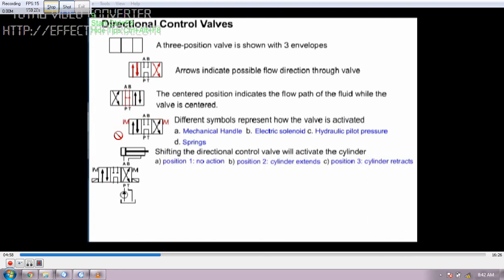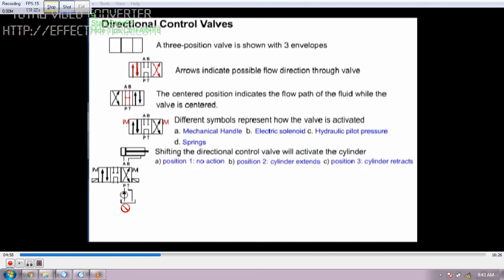And you can see in this picture there is a spring here. You can operate this by spring. So there are different ways to operate: a mechanical handle, or electrical solenoid. You can see this is the solenoid here, or you can have a hydraulic pilot pressure to push it, or spring. This is a spring you can see. So in this block you can use either spring or solenoid. And the schematic diagram is here.